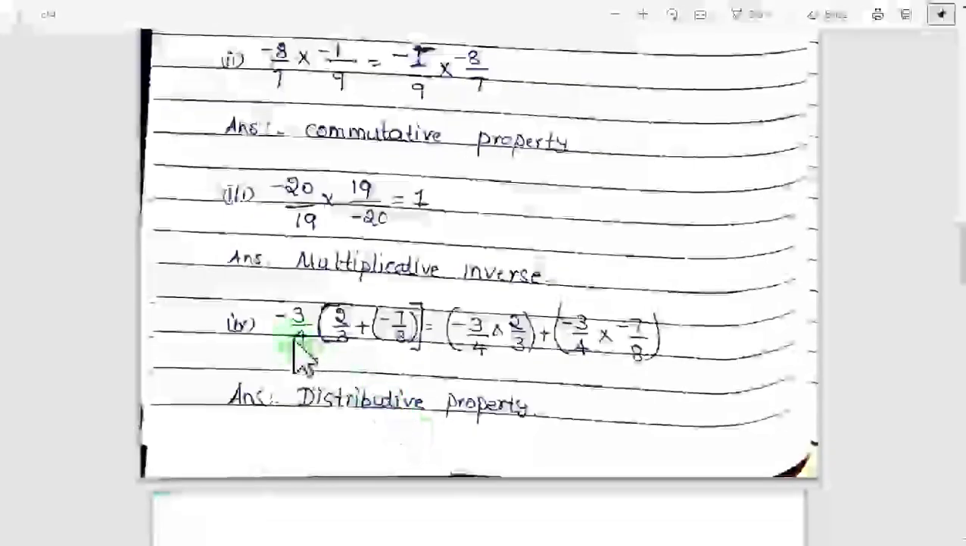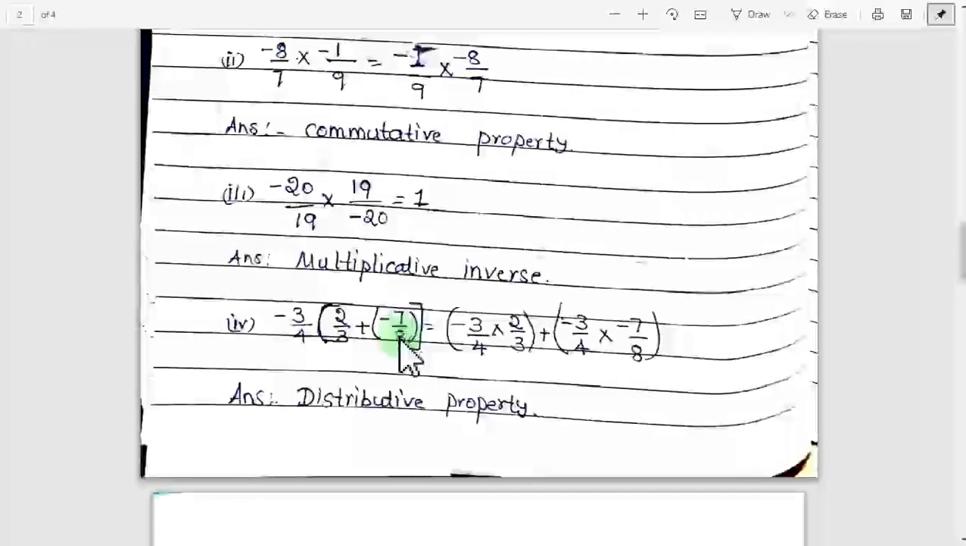Last question, minus 3 by 4 into 2 by 3 plus minus 7 by 8 is equal to minus 3 by 4 into 2 by 3 plus minus 3 by 4 into 7 by 8. Now, I just explained the distributive property in the beginning. So this is the distributive property. In the left hand side we have grouped the last two numbers. In the right hand side, first number into second number plus first number into last number. I have explained that. So this property is called the distributive property.